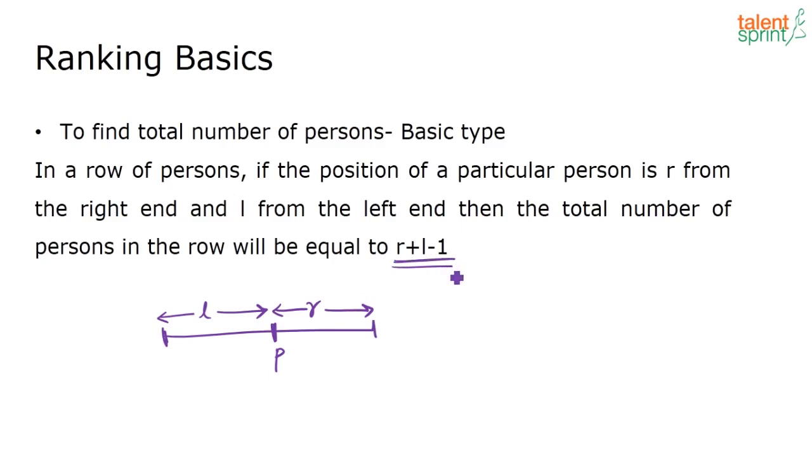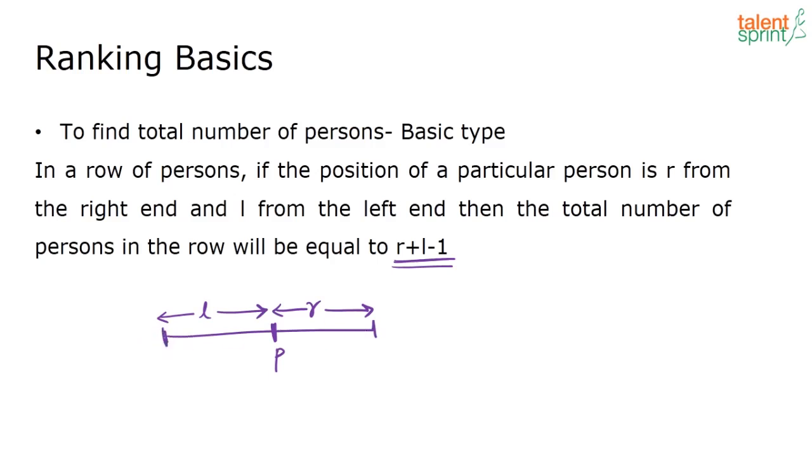This is one formula that you can learn by heart. If the position of a person from the left and the right end is given, directly you can find the number of people in the queue. Now let me explain how we are arriving at this formula. In ranking, if the concept is clear to you as to how we arrive at these formulas, then at the exam, even if you don't remember the formula, you can directly go about solving the question.